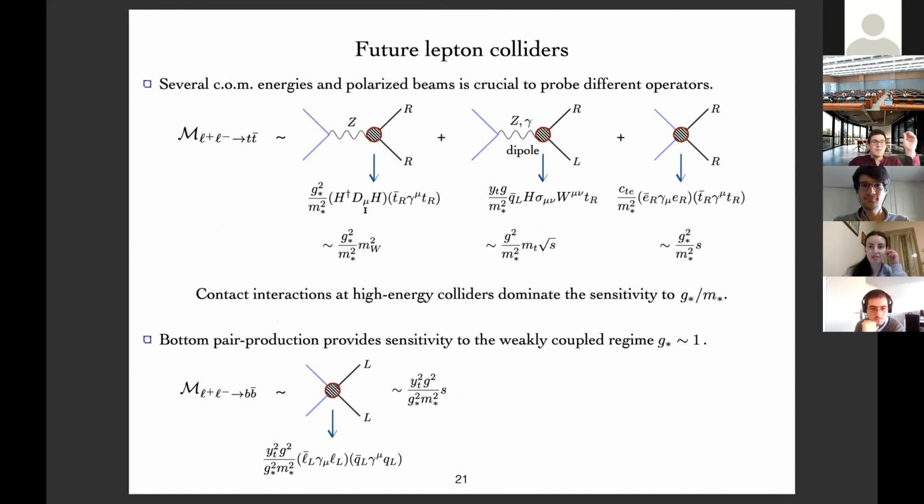Certainly, there are many other PSM effects that enter top pair production at lepton colliders, in addition to the four-fermion contact interactions. In particular, modified couplings to the Z and dipole interactions. However, first, they have a different behavior with energy and beam polarization, both of which can be adjusted. And second, as I've been discussing, they scale differently with the new physics coupling. In particular, the four-fermion operators dominate at the highest collision energies and for large couplings.